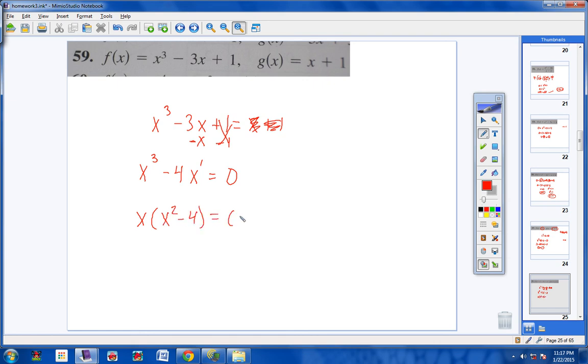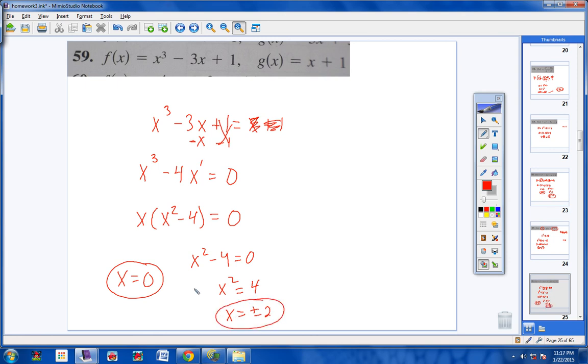And now we're all set. Take this group right here, x, set it equal to 0 and solve. x equals 0. Well, there's nothing to solve. Now take this group, set it equal to 0 and solve. Bring the 4 over and make it positive. Take the square root of both sides. The square root of x squared is x, and the square root of 4 will be positive negative 2.